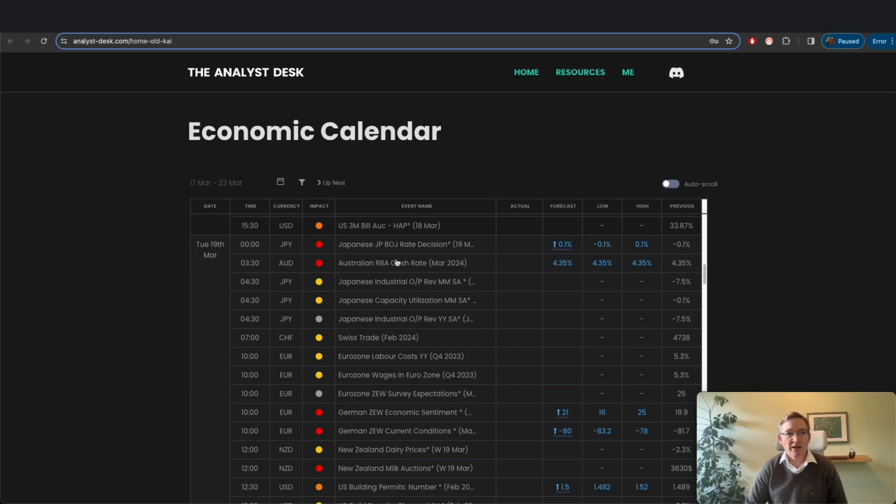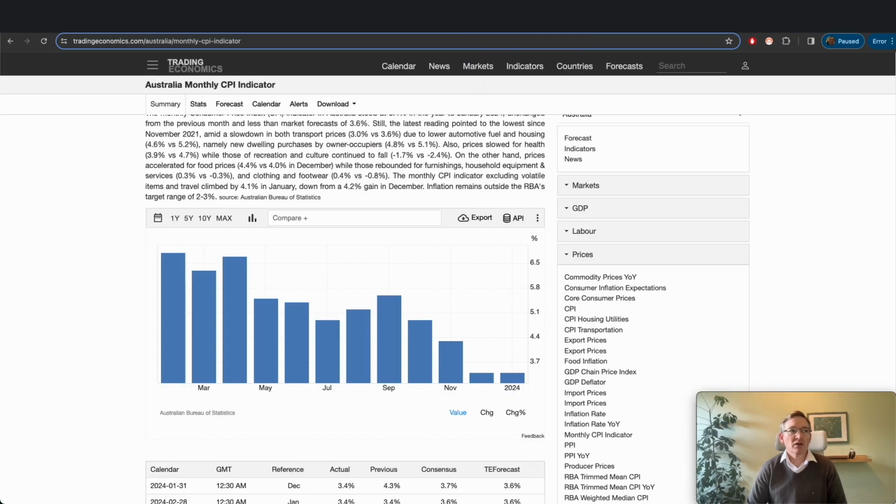After the Bank of Japan interest rate decision, we have the RBA interest rate decision. Now, what the RBA have done is they're kind of in a holding position. They're keeping rates unchanged, and they're expected to keep rates unchanged. Again, if you look at the latest CPI print, you can see, yes, it is down from the general trend, but it's still well above the Reserve Bank of Australia's 2% target.